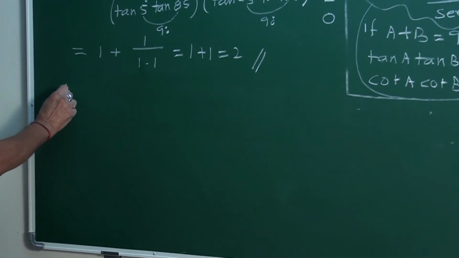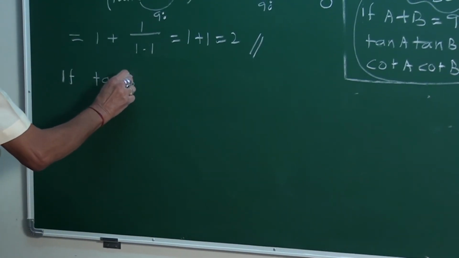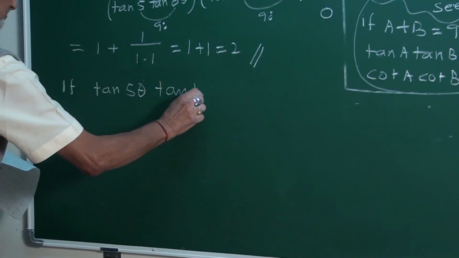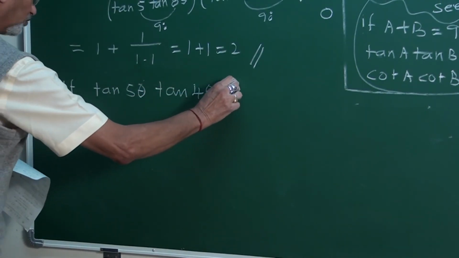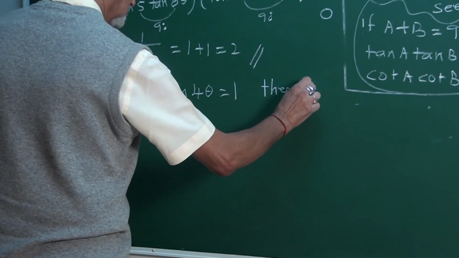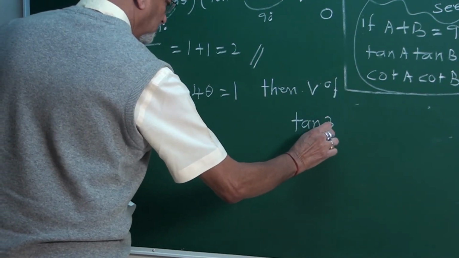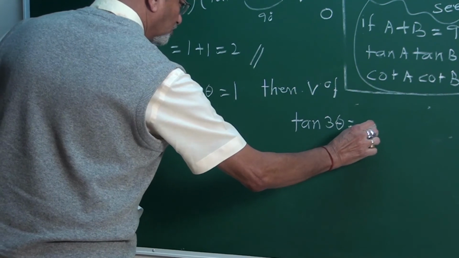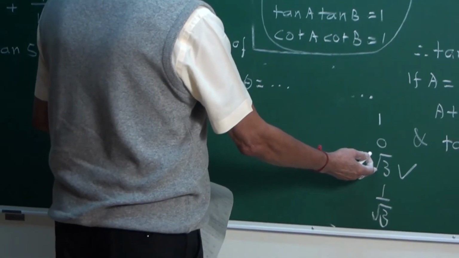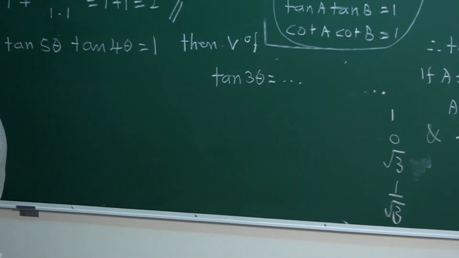If tan 5 theta into tan 4 theta equal to 1, then the value of tan 3 theta equals dash. The options are given, my friends: 1, 0, root 3, 1 by root 3.